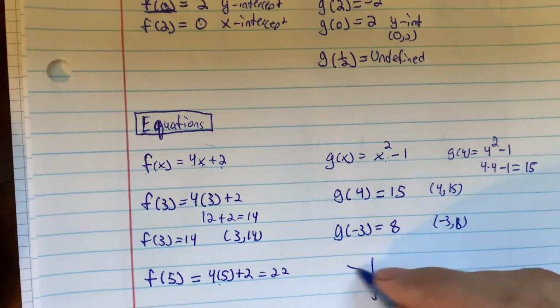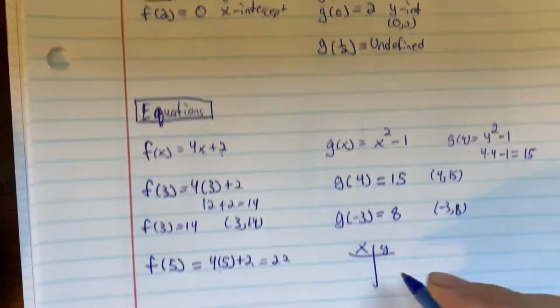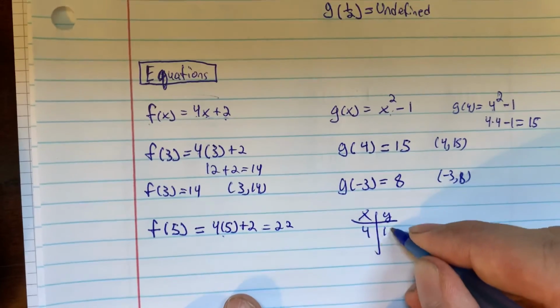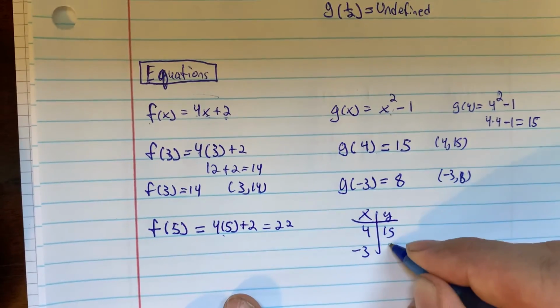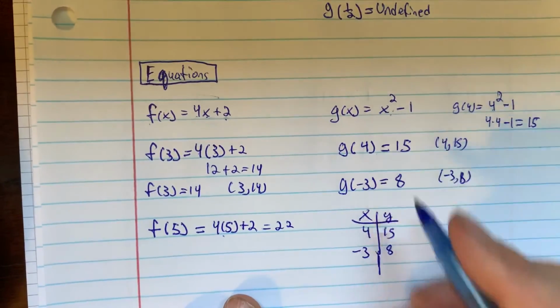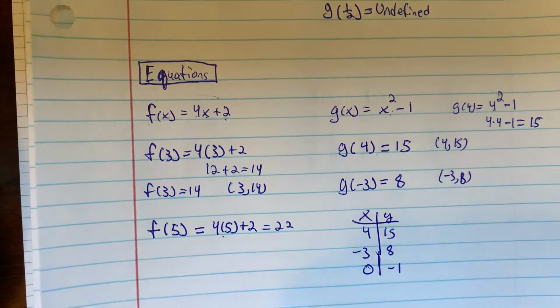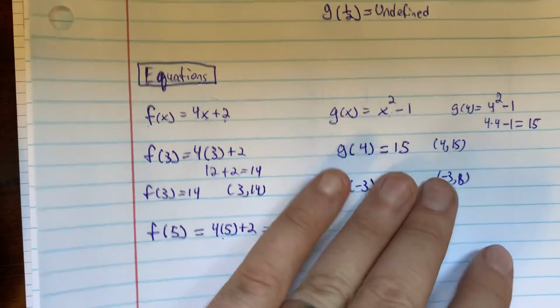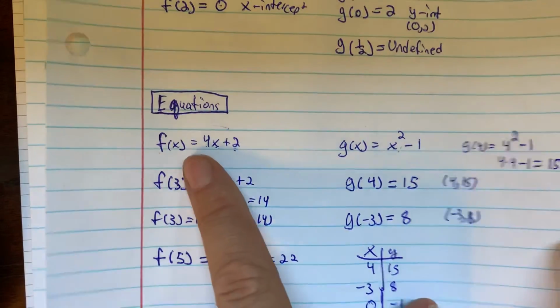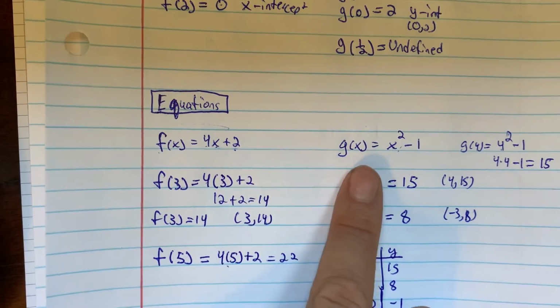I'll go ahead and make a table for g of x here. I put in 4 and I got out 15. I put in -3 and I got out 8. I could add on new points to put in. When I put in 0, I get out -1. And so I can make a table or a graph out of an equation. The last thing I'd like to look at, though, is mostly this year we'll be dealing with equations that are functions. It is possible to define an equation that's not.